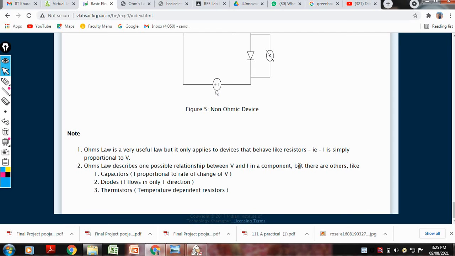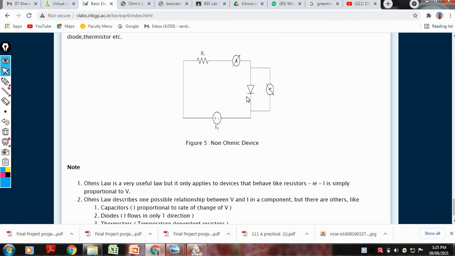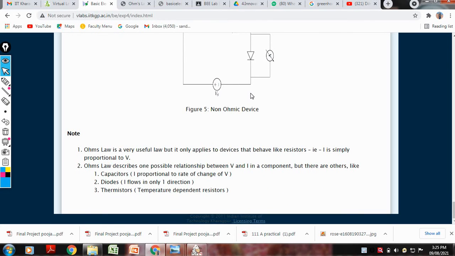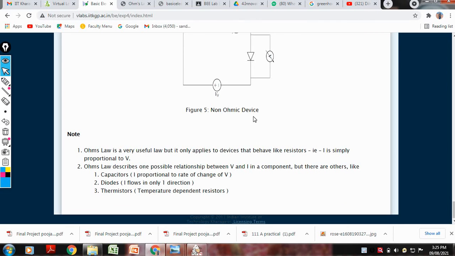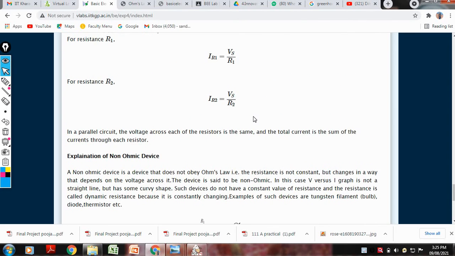Then Ohm's law describes the relationship between voltage and current. In a capacitor, the current I is proportional to the voltage. A diode is a device in which current flows in only one direction, not both. Then we need a thermistor, a temperature-dependent resistor to measure temperature. Now this is the important concept.